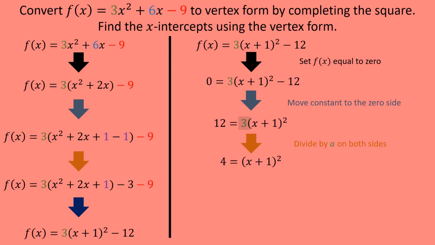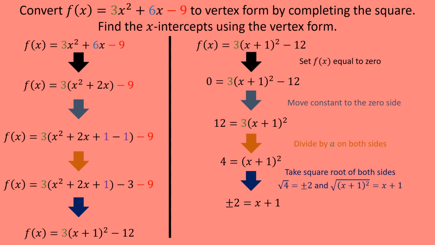Next, we divide by the value of a on both sides, and so the 3 on the right side here is going to cancel out, and then 12 divided by 3 is going to be 4. Next, we take the square root of both sides, so that on the right side we're just left with x plus 1, and on the left side, the square root of 4 is going to give us plus or minus 2. And we want to get x by itself on this right side, and so we're going to subtract 1 from both sides, and we're going to get x is equal to plus or minus 2 minus 1.